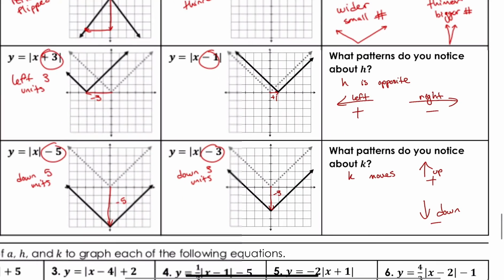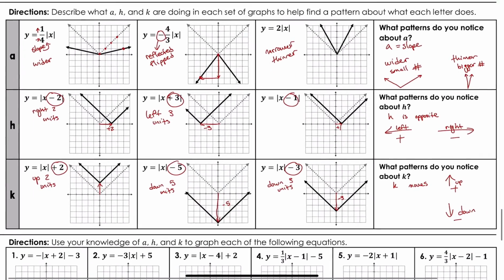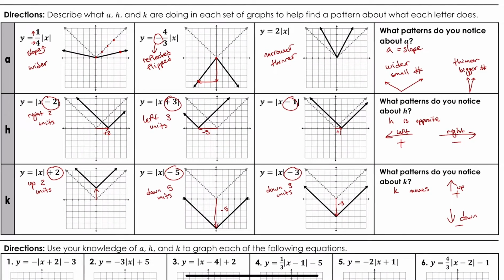Cool. So that's our A, H, and K. Those are all the pieces that we need for our formula. We just have to be careful and remember what each of them do. Keep in mind, your A is your slope. It's going to tell you how wide or how thin your function is going to be. H is opposite every single time, and it just moves from left to right. Make sure that your left is positive and your right is negative. And K is going to move us up or down. Either way, depending on what sign it has. Up if it's positive, down if it's negative.